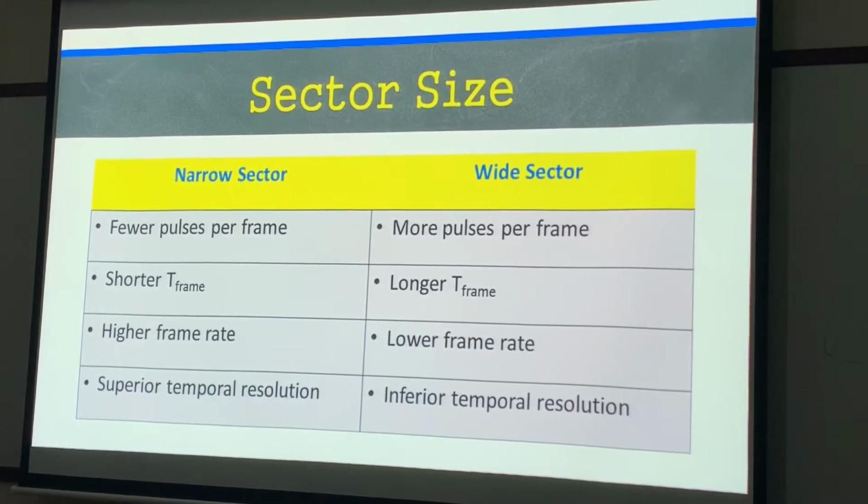Does that mean whenever you have the narrow sector and you freeze it, you go back, you have more? Possibly. If you freeze it in the same amount of time that you froze the wide sector, definitely you're going to be able to have more frames. Exactly, you're going to have more frames because we acquire more images in a shorter amount of time.